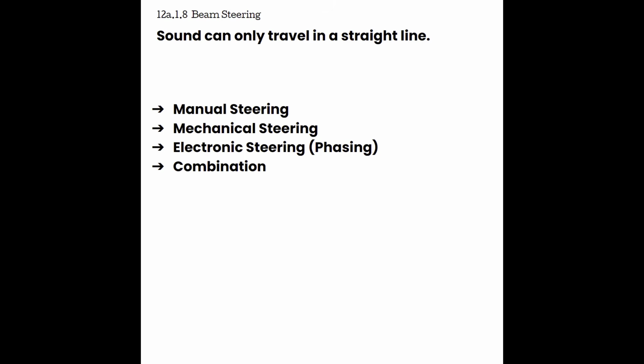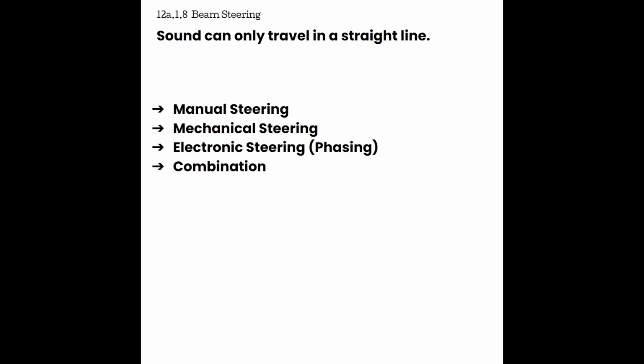The first one is manual steering. This is going to apply more to our continuous wave transducer, so we're really not creating an image from this anyway. But the manual steering is us physically moving the transducer into a new position to get a new area of insonation.